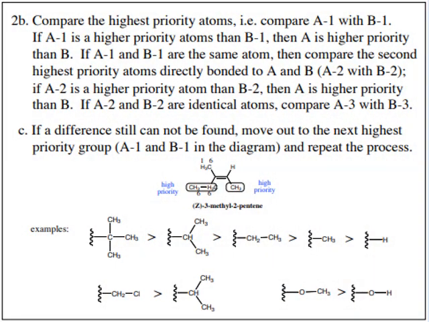Compare the atoms of highest rank in the second round of elimination. If a difference cannot be found, move on to the next, lower ranks. If a difference still cannot be found, look at the atoms directly attached to the atoms of highest rank in the second round of elimination, and repeat the process.